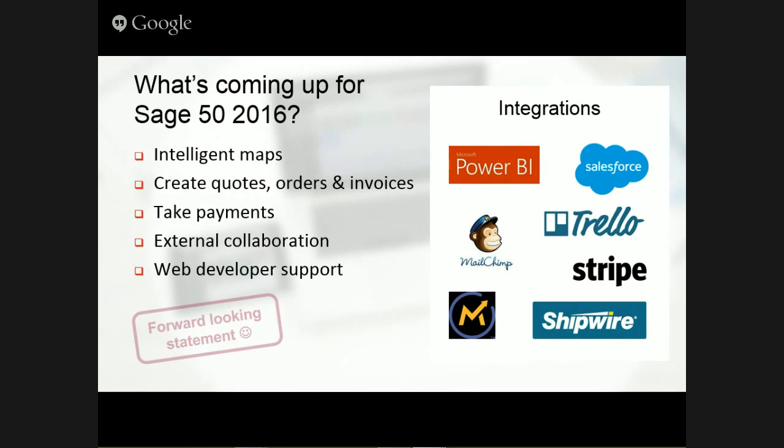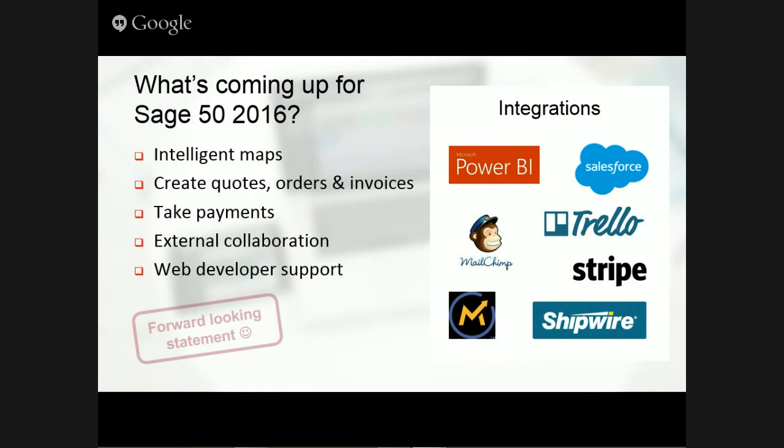The next thing that's coming up for Sage 50 2016, as I hinted at, is the ability to create information and push that through into Sage 50. So that'll be quotes, orders, and invoices primarily. It'll also include the ability to take payments through credit cards and the like, and again push that through into Sage 50. And this will, of course, be subject to your own controls in terms of who can do that and who can approve the final transactions to go through into Sage.